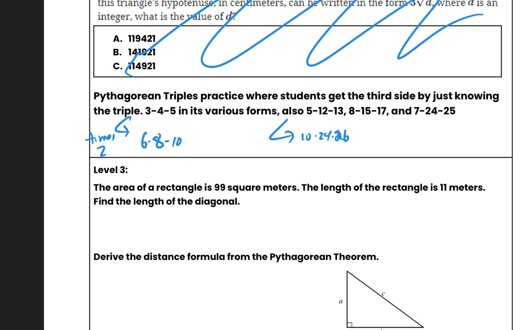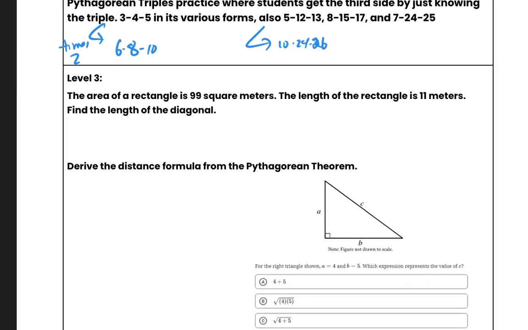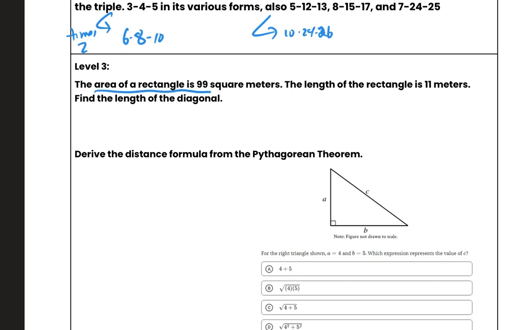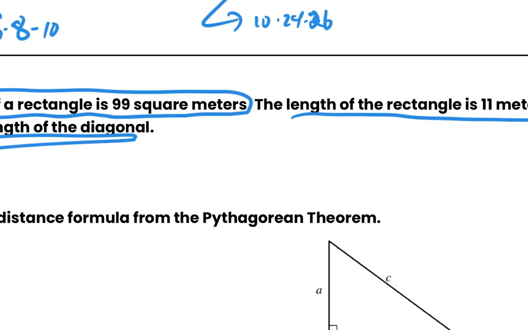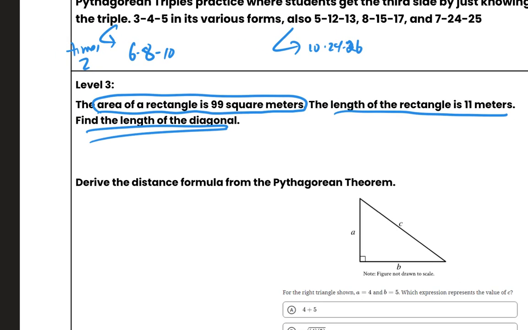All right, next. The area of a rectangle is 99 square meters. The length of the rectangle is 11, so that's important math information. We want to circle or highlight that. Find the length of the diagonal. Okay, so they don't have a picture of it, so let's just draw it. Let's first talk about the area of a rectangle, so we have to know what that means.